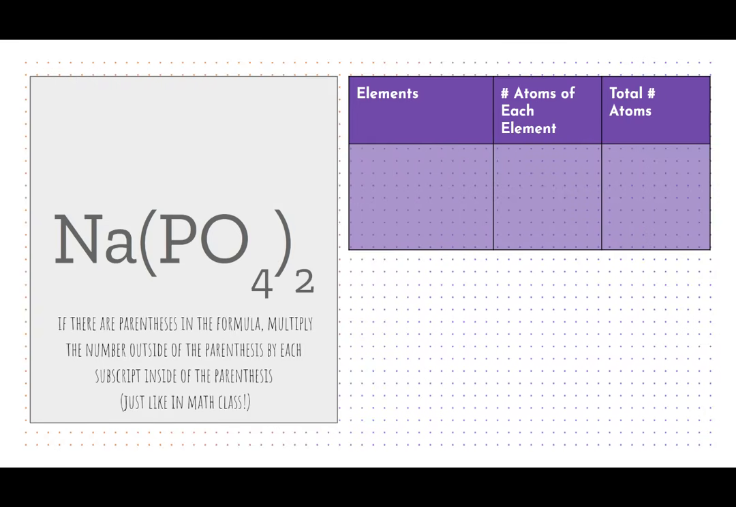So first we list our elements. We have sodium, phosphorus, and oxygen. We look at our subscript. So we don't have a coefficient, which makes it easy. So sodium is 1. Then we take this subscript outside of the parentheses, multiply it by everything inside. So 2 times 1 phosphorus gives us 2 phosphorus atoms. 2 times 4 oxygen atoms gives us 8 oxygen atoms. So there's our breakdown of each element. And then our total number of atoms is 11.